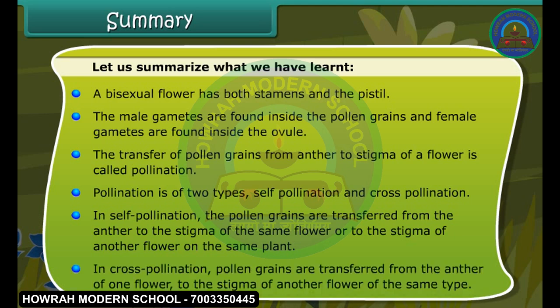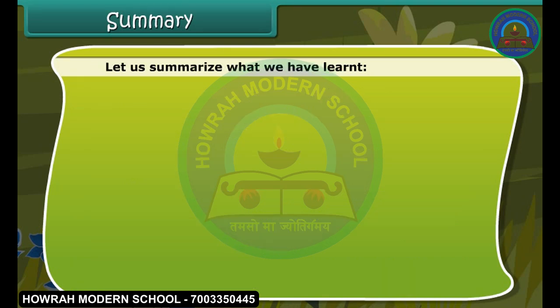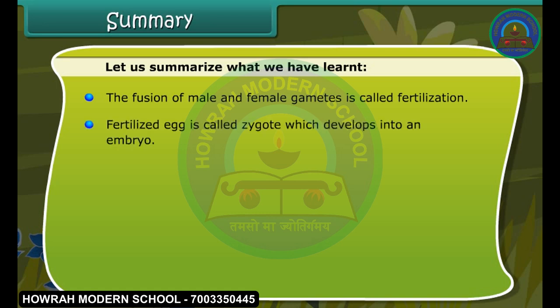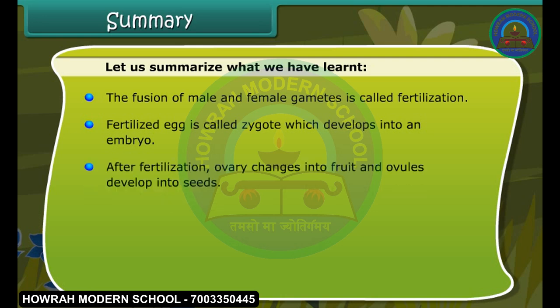In cross-pollination, pollen grains are transferred from the anther of one flower to the stigma of another flower of the same type. The fusion of male and female gametes is called fertilization. Fertilized egg is called zygote, which develops into an embryo. After fertilization, ovary changes into fruit and ovules develop into seeds.